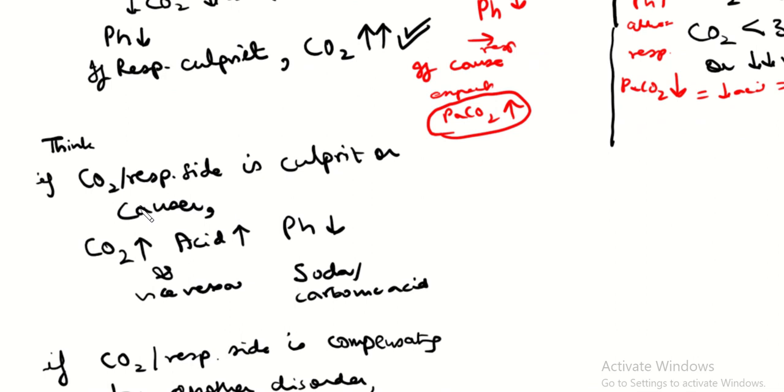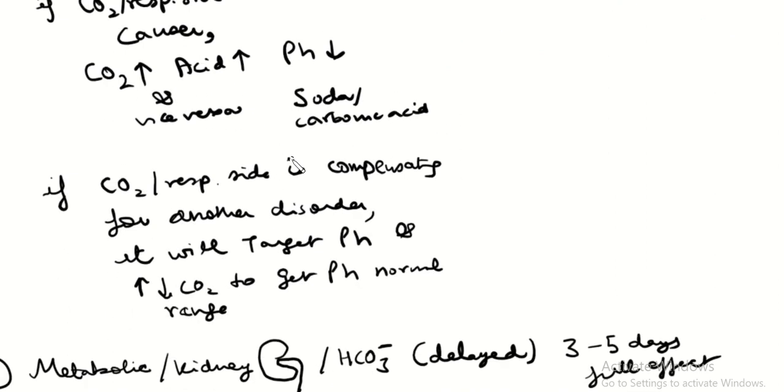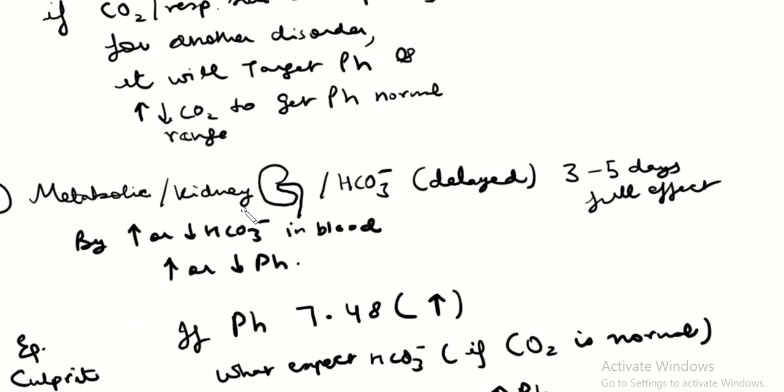Okay? So again, if CO2 is the culprit or causer, essentially high levels of CO2 is causing high acid and low pH, carbonic acid. If CO2 is compensating, or the respiratory side is compensating, we are expecting it to change CO2 to get the pH in the normal range. Okay? It's very important to understand this concept because questions can ask you both those things.